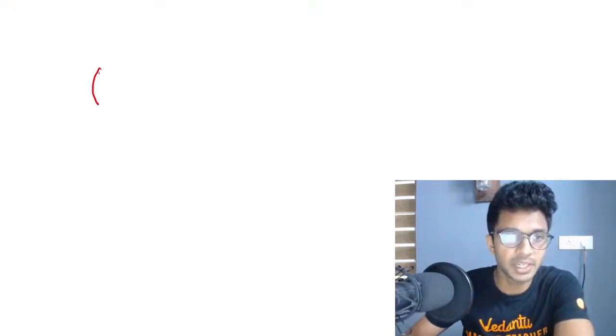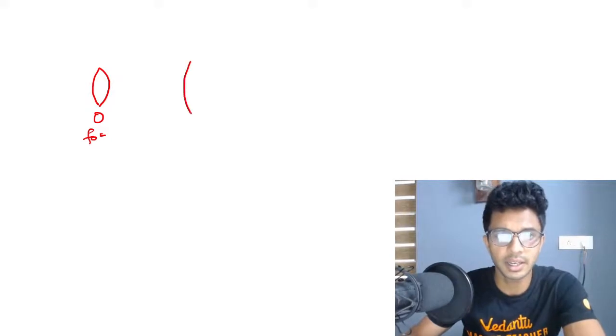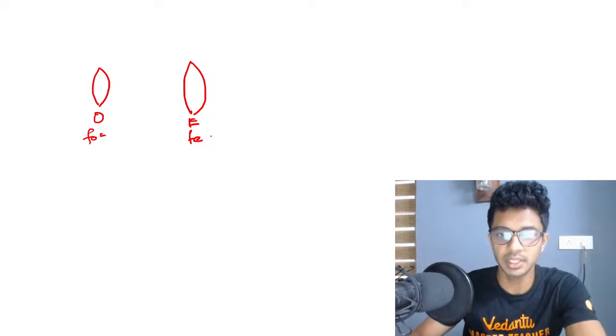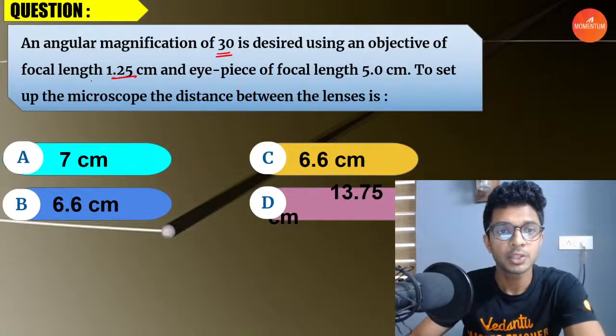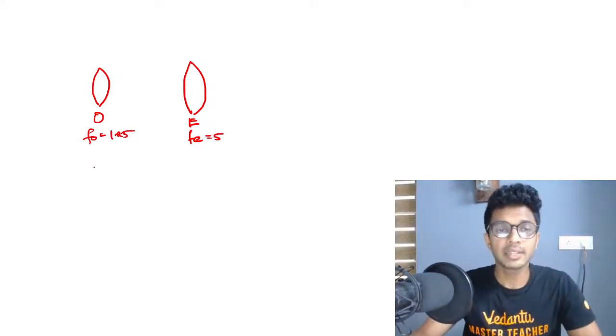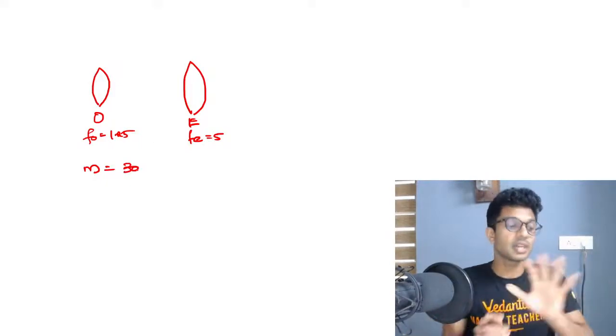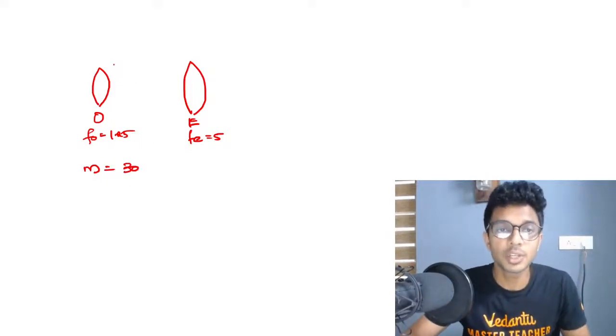Now let us do the drawing like we did in the previous question. This is our objective. Focal length of the objective, how much? We'll write it down afterwards. This is our eyepiece, the focal length of the eyepiece. How much are they? So 1.25 and 5. This is 1.25 and this is 5, right? And what is also given? It is given that the magnification M is equal to how much? 30. Yes.